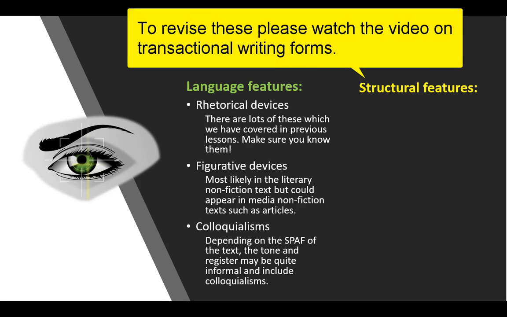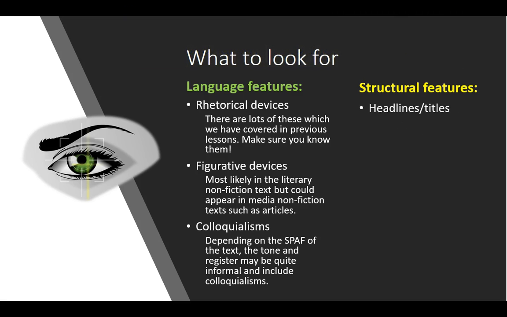In terms of structural features, again, there are lots of them, and we have looked at these in detail in other lessons, so do go back and revise those. But just to quickly recap some of the key ones, headlines and titles. If you're looking at an article or a report or something that has some form of headline or title, look at the way that is constructed, look at the language feature, because you can then write about it as a language and a structural feature.